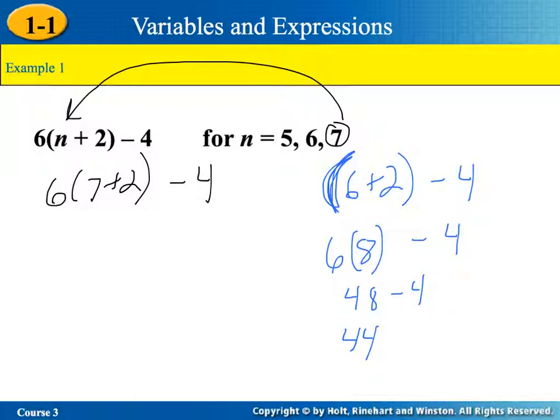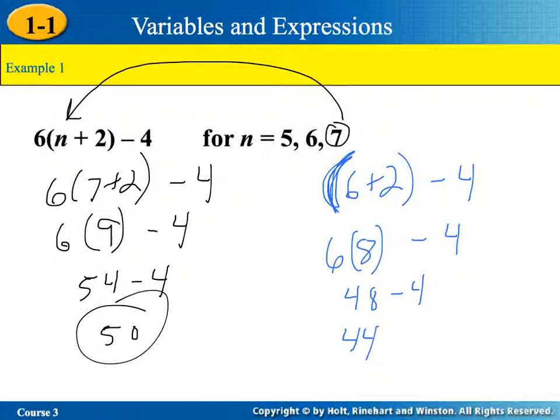Again, inside my parentheses first, 7 plus 2 is 9. So I have 6 times 9 minus 4. What do I do first? 6 times 9 is first, because that's what it says in my order of operations. So I have 54 minus 4, and I get my answer of 50.